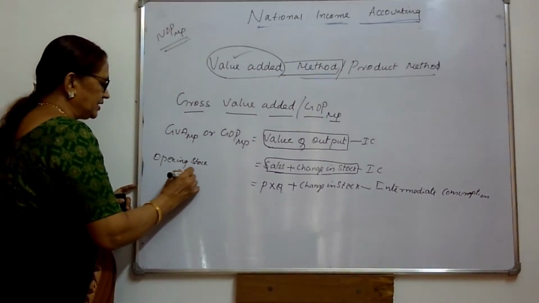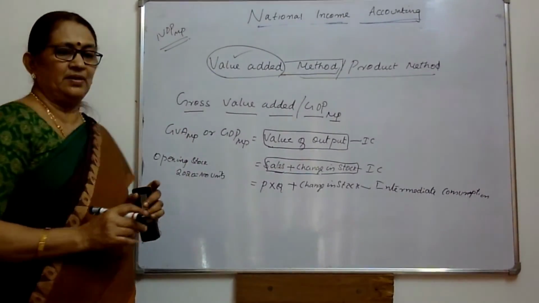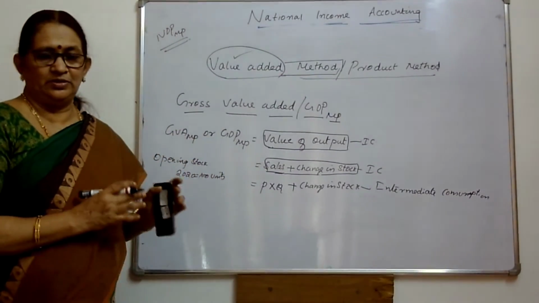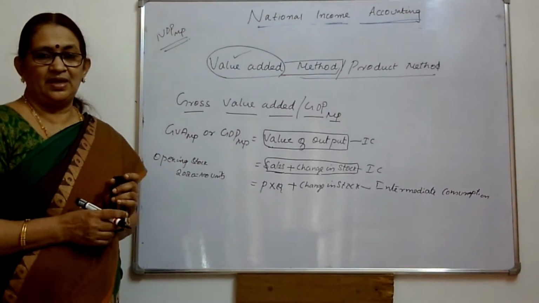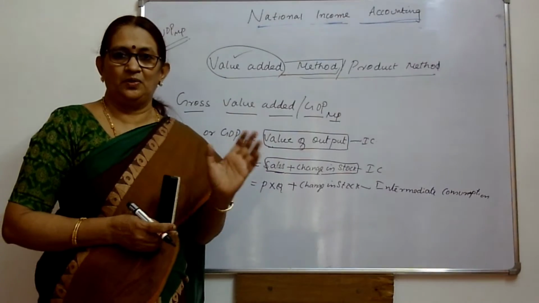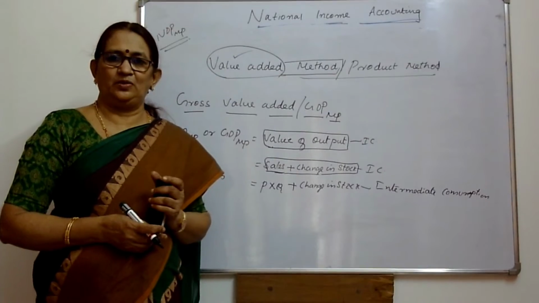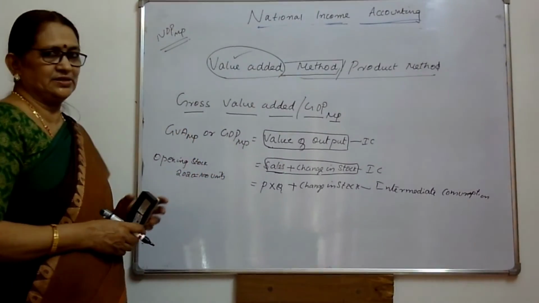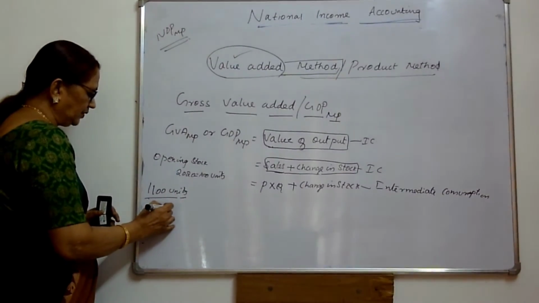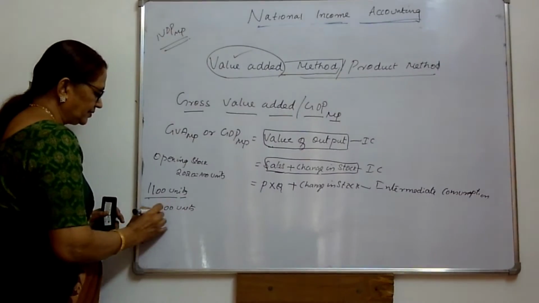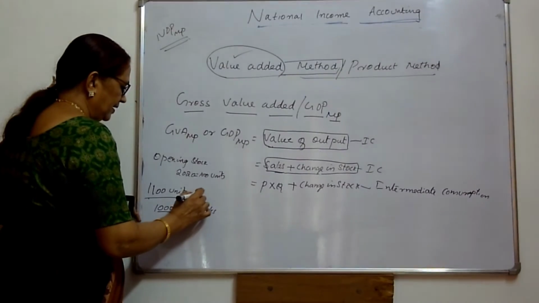Opening stock in 2020 is equal to 100 units. With a firm, there is a stock of the goods. Stock of what sort of goods? Semi-finished goods or unsold goods. This stock is 100 units. And the sales is 1000 units. So this is the sales. This is the production.